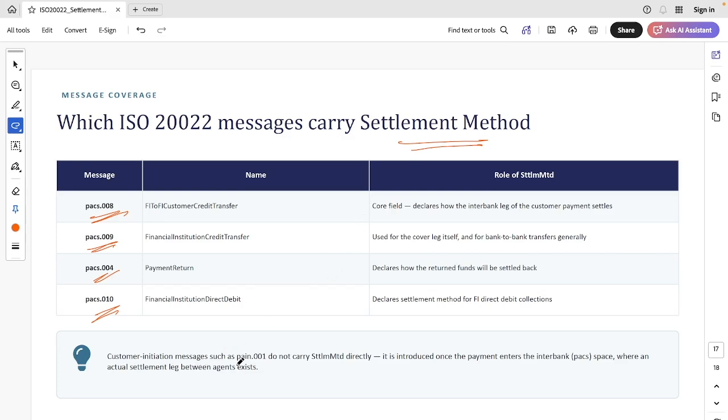One important clarification: customer initiation messages like pain.001 do not usually carry settlement method directly, because pain.001 is used between the customer and the bank. At that stage, the customer is simply instructing the bank to make the payment. The actual interbank settlement decision happens once the payment enters the pacs message space. Okay.